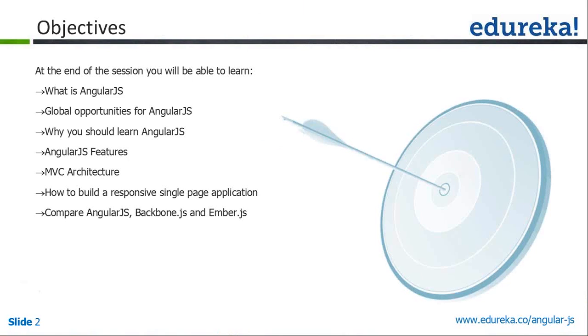What are all the objectives of this session? First one is we have to learn what is Angular.js and why we need to use Angular.js in our application. And if I learn this Angular.js, what are all the opportunities I will be getting? Then the next one is why should I learn Angular.js? Because there are more MVC frameworks available. Then what is the advantage in it? So you have to know why we are learning Angular.js and what are all the features we have in Angular.js. And why do we need this MVC architecture in Angular.js?